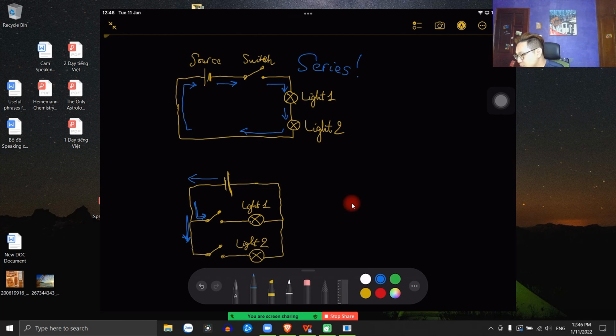So basically, if you switch on switch number 1, which is this one, light 1 will turn on, because the electricity will now go through this direction. Am I right? However, light 2 is not turned on because switch 2 is off. You know what I mean? So now each light is independent of the other.